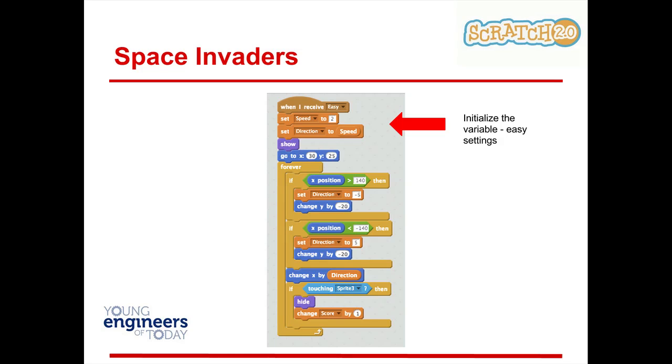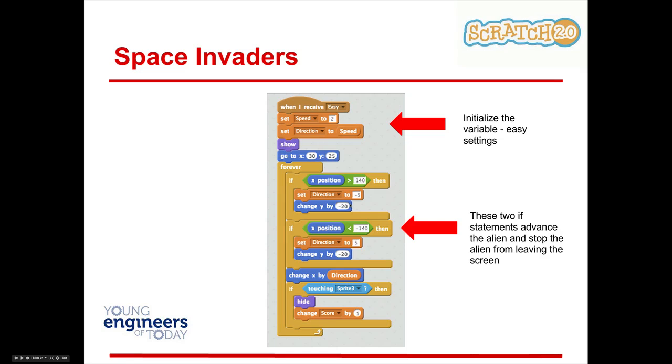All right. When I receive easy, set speed to 2, set direction to speed. Notice this is all outside the loop. All right, that's for the easy settings. Then, once I get in the loop, this is what's always happening. Hey, if the x position of this alien is greater than 140, set the direction to -5, change y by 20. So in other words, that's going down.